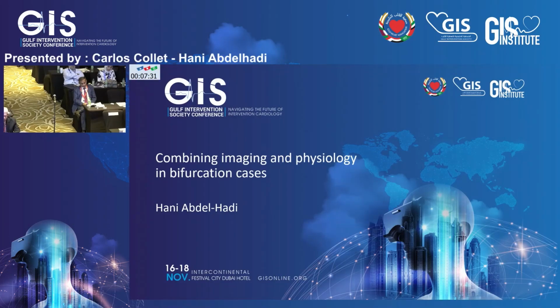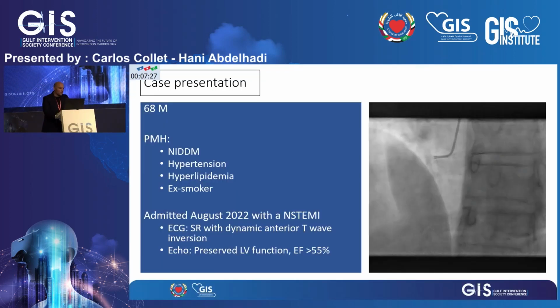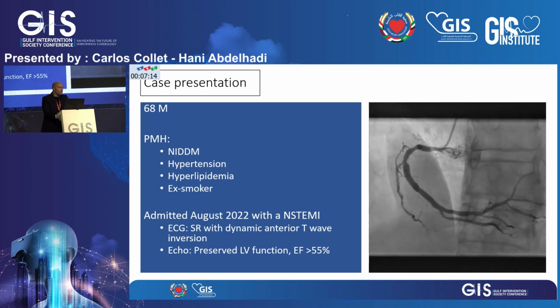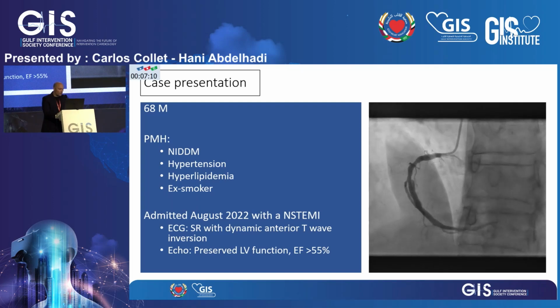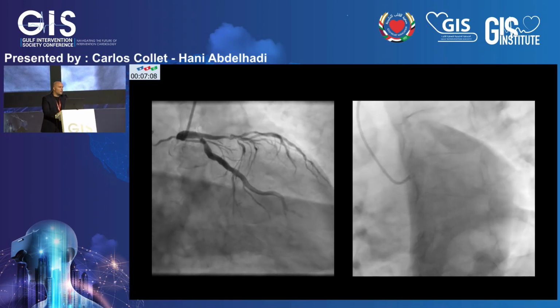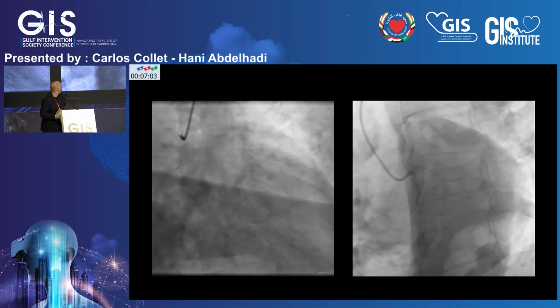So the second case of interest is the utilization of physiology and imaging in bifurcation cases. Here we present a 68-year-old patient, diabetic, hypertensive, ex-smoker, who came to our hospital with a non-STEMI, anterior T-wave changes and preserved LV function. The right coronary artery is dominant with mild to moderate non-obstructive disease. And I'm just going to play the angiogram for the left coronary system.